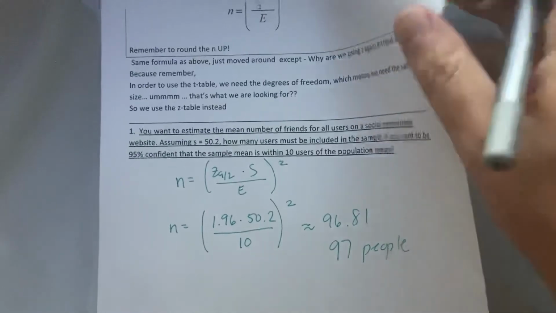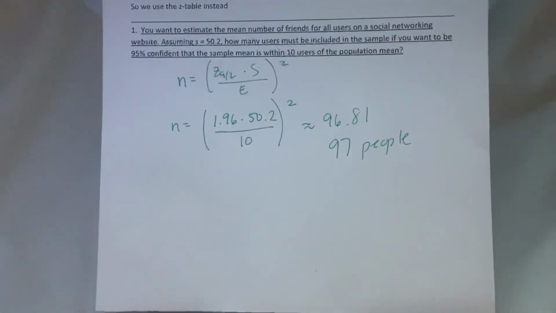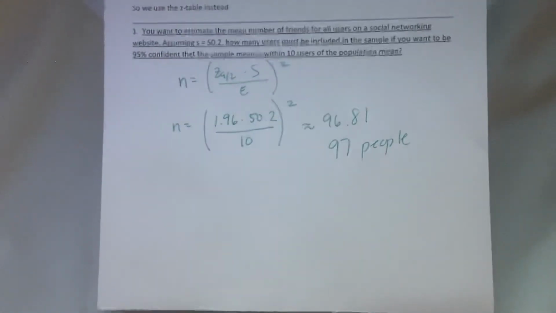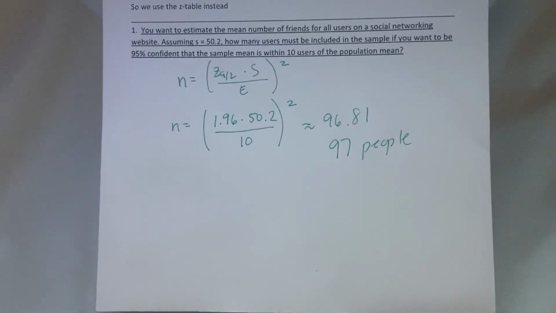What that means is if you got 97 people's data, you would be able to construct a 95% confidence interval that gets you within 10 users of the actual mean number of friends users have on a social networking site. And this is all for chapter 9, because 9.2 is done.